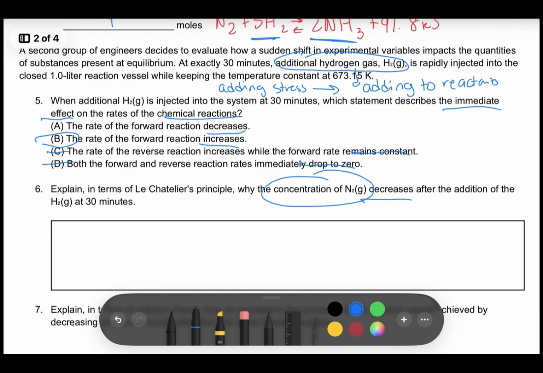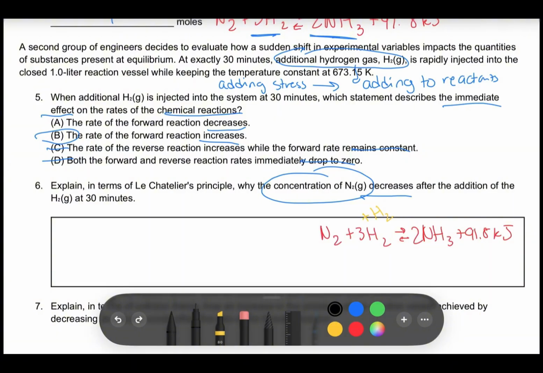Well, if I rewrite our equation here, N2 plus 3H2. So in this case, we're adding hydrogen into the reactant side. And whenever we're adding hydrogen to the reactant side, that means we're adding a stressor. And the stressor is going to cause a disturbance in the equilibrium. And because of that, the system or equilibrium is going to shift to the right side in order to restabilize. And when that happens, that means that the forward reaction is going to be encouraged more. So more reactants are going to form products.